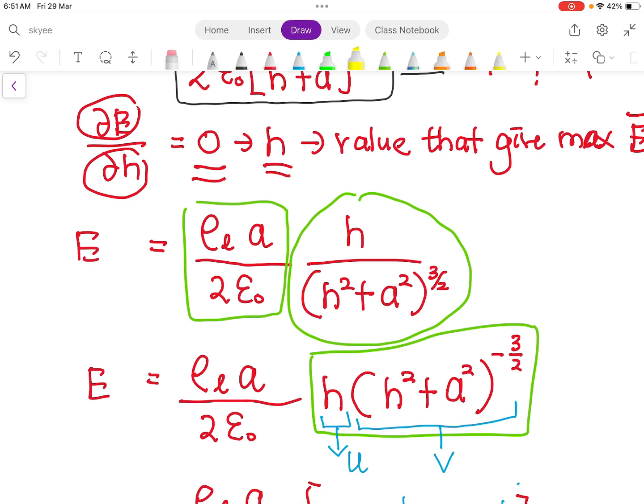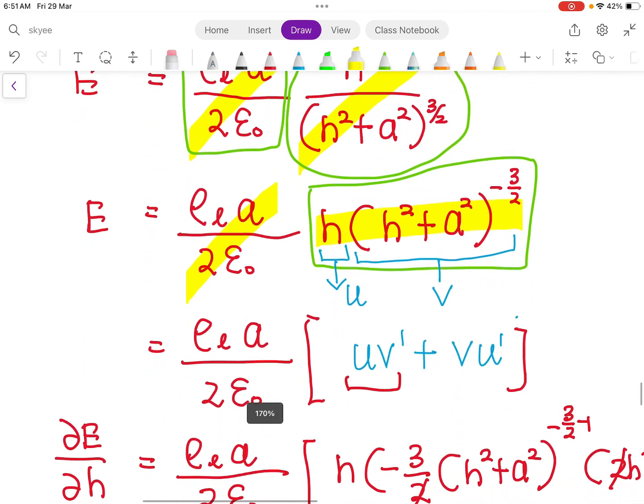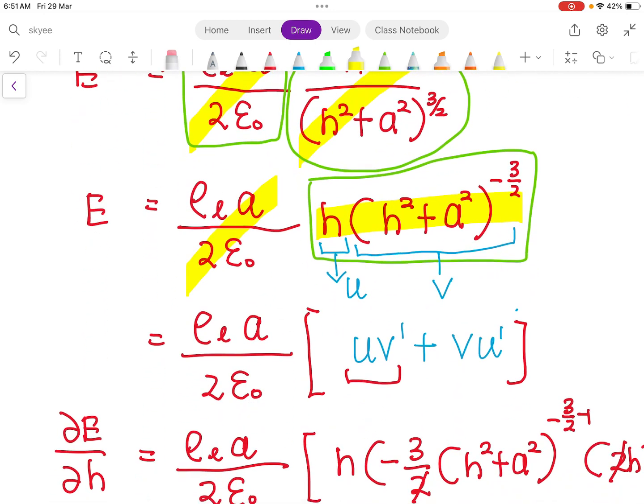Okay, so I split it into two parts. One part is constants, so this part is the constant, and this part has the variable h that I want to differentiate. Now I rearrange it. You see, I haven't differentiated that. I just rearrange this part. Then I use the product rule.